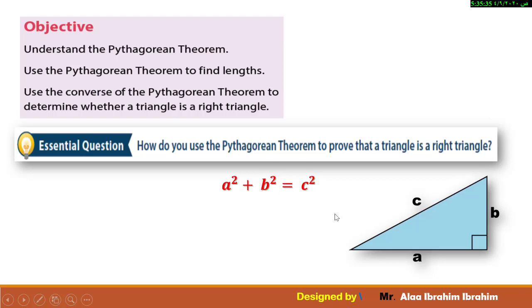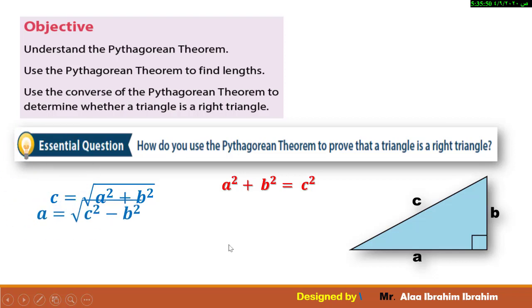The general one is to try to find c. How to find c? I have to take the square root. So the square root of a power 2 plus b power 2, then the result will be the value of c, meaning the value of the hypotenuse.